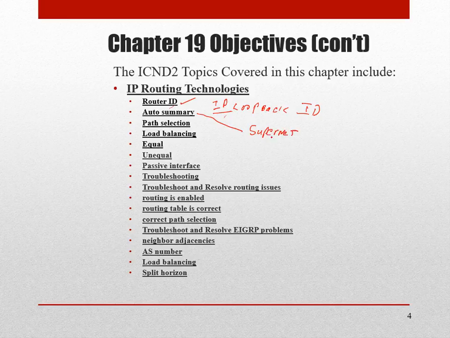So auto summary, it's a little more than that, but what it really is is supernetting. And we'll see the impact of it when I do the demos here. Load balancing, EIGRP does it. I'm going to do the whole lecture here, and then we'll go through the PowerPoints.